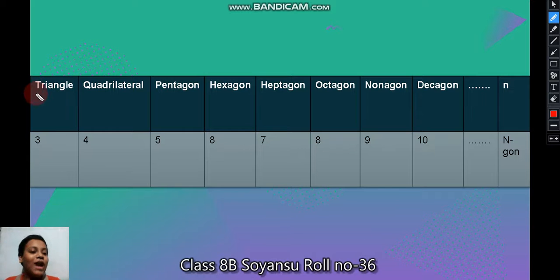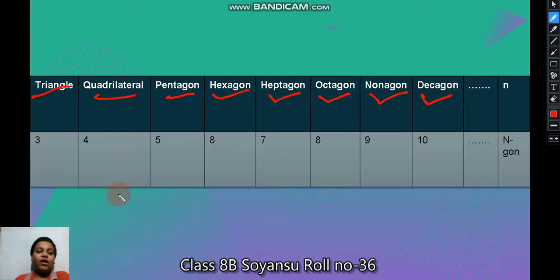This is a flowchart of polygons. First come triangles, then quadrilaterals, then pentagon, then hexagon, then heptagon, then octagon, then nonagon, and then decagon. So we will learn starting from triangle. Triangle has 3 line segments and it looks like this. Quadrilateral has 4 line segments and it looks like this. Pentagon has 5 line segments and it looks like this.